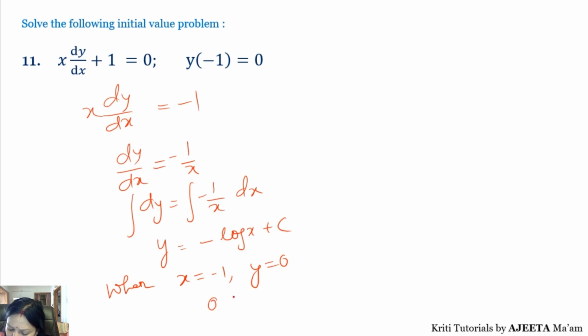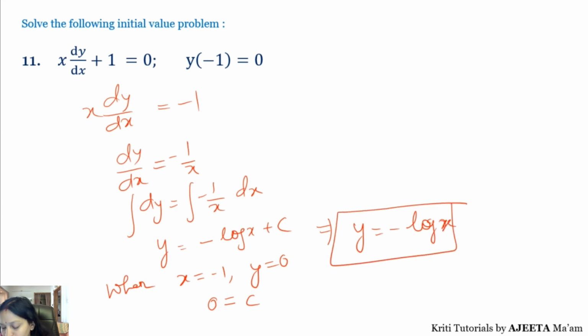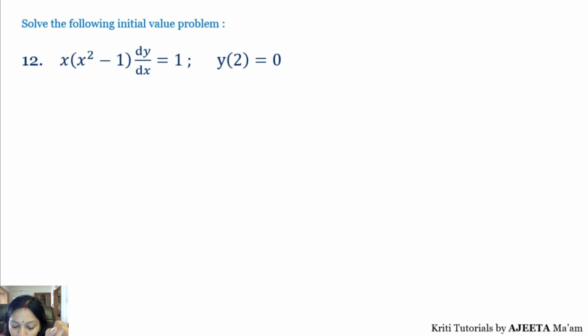So the value of y is 0. What will the value of C also be? 0. Correct? So what do we get as the answer? Final answer is minus log x. Why is this? Clear? This is what we get. So this is an initial value problem. And let's move on to the last one.